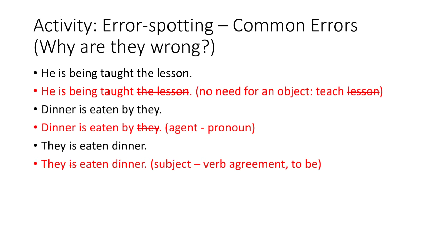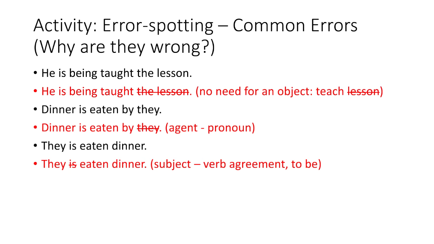So this is not about a passive rule, but this is about vocabulary. "He's being taught" is okay, because if it were "lesson", there would be no problem with using the verb "to teach". And in the second error, "dinner is eaten by they". We cannot use a subject pronoun instead of an object pronoun, I'm sorry, or vice versa. The opposite is also true. The correct one is "dinner is eaten by them". So there should be an agent and it should be an object pronoun.